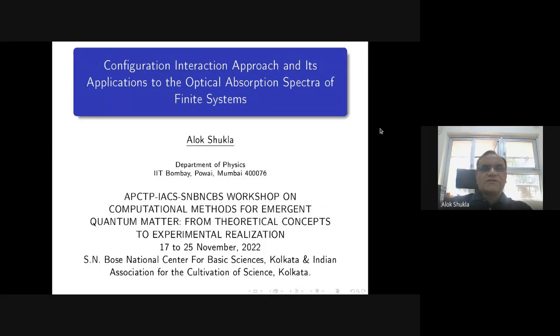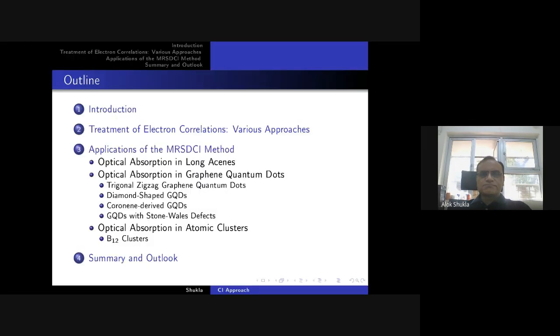So you already know the title of my talk, that basically it's about the configuration interaction approach, and it can be used to study any property of a molecular system or molecule, quantum dot, or any electronic system basically. But here I'll focus mostly on calculating the optical absorption spectra.